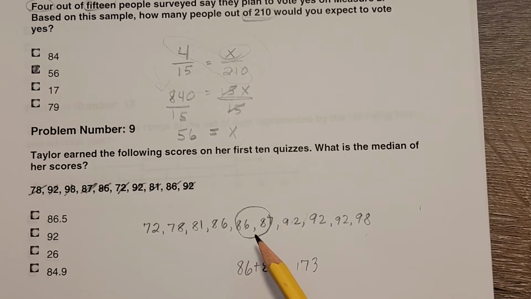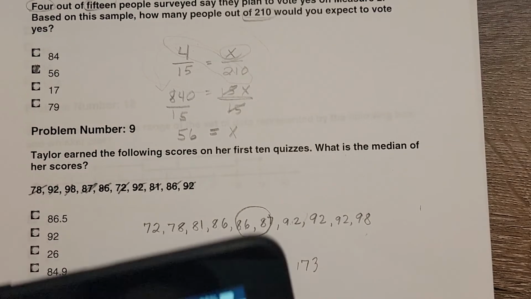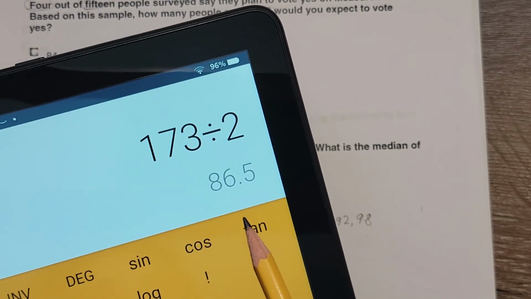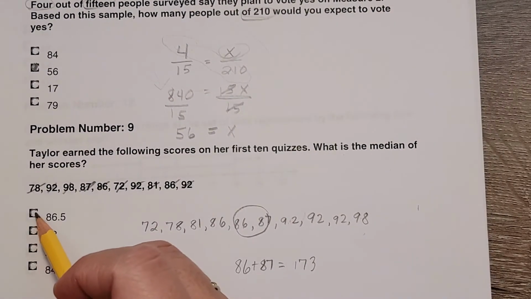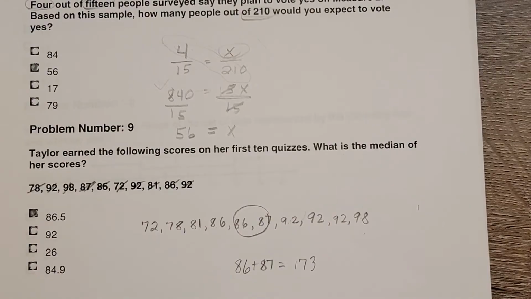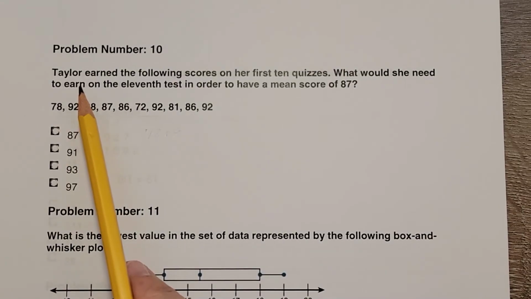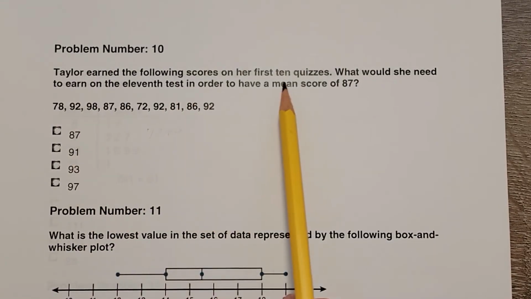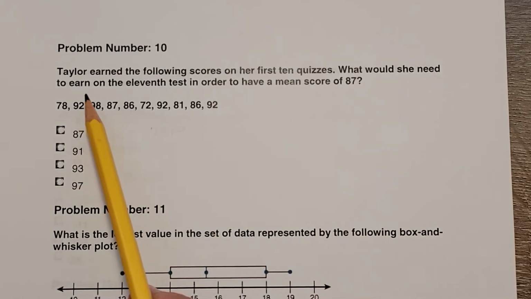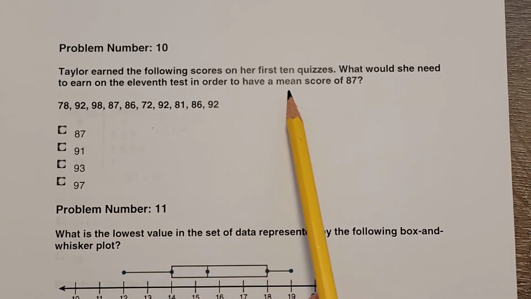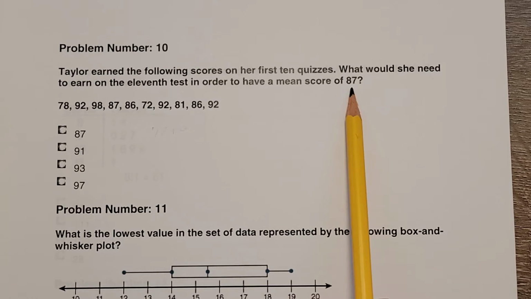Okay, so 86 plus 87 is 173. When you divide that by 2, you get 86.5. And that's your median. Okay, problem number 10. Taylor earned these scores on her first 10 quizzes. What would she need to earn on the 11th test in order to have a mean score of 87?